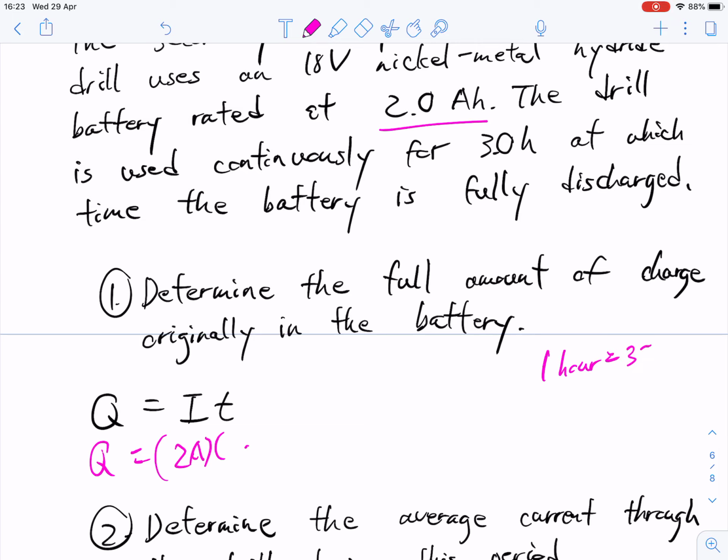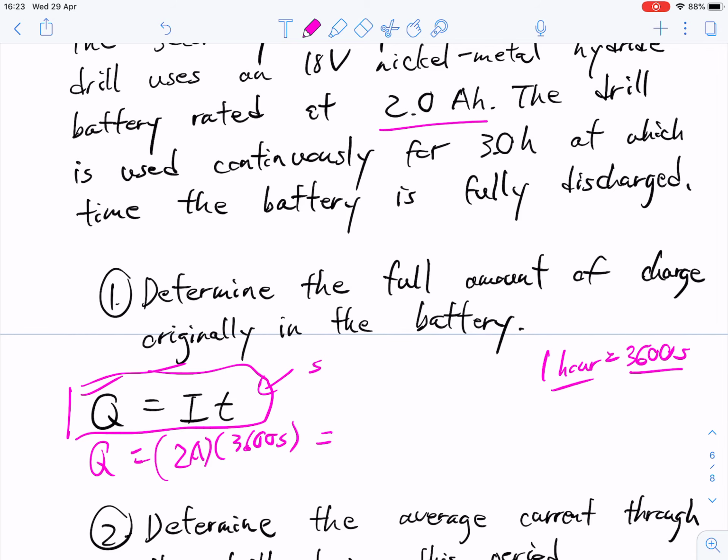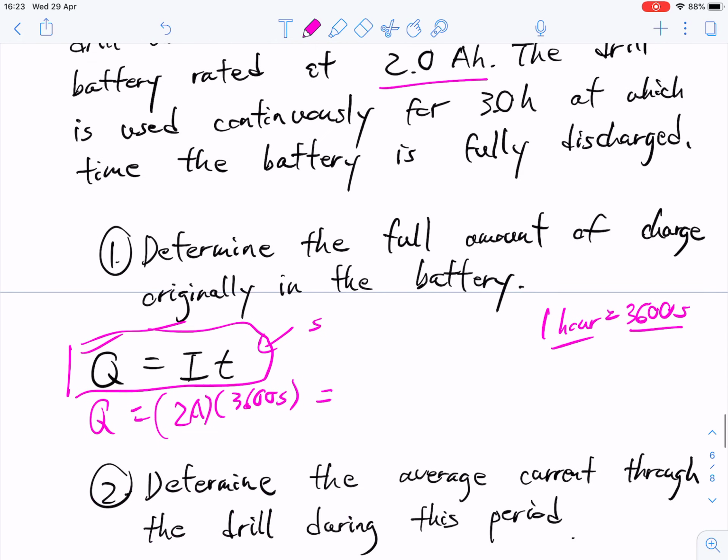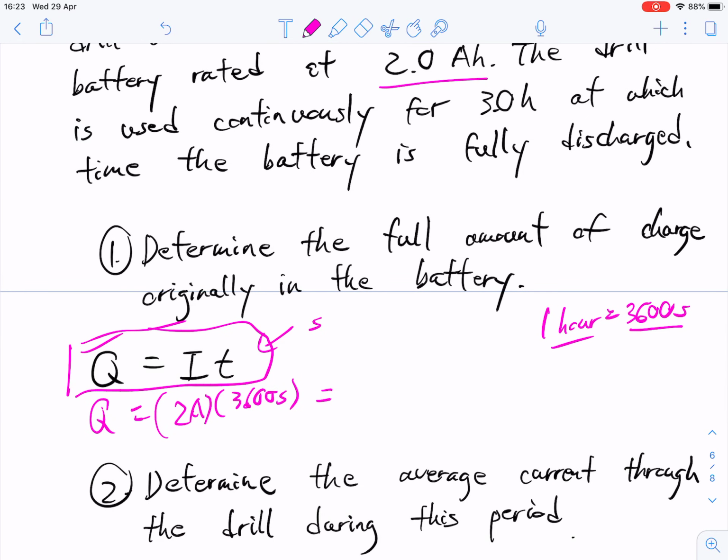equals 3,600 seconds. Okay. This whole formula does have to work with time being in seconds, which is why we have to convert this into seconds. So that's 3,600 seconds. And when we multiply the two, we get 2 amp hours. And we already saw that 1 amp hour is 3,600 coulombs. So 2 amp hours is double that. 2 times 3,600 is 7,200 coulombs. Okay.